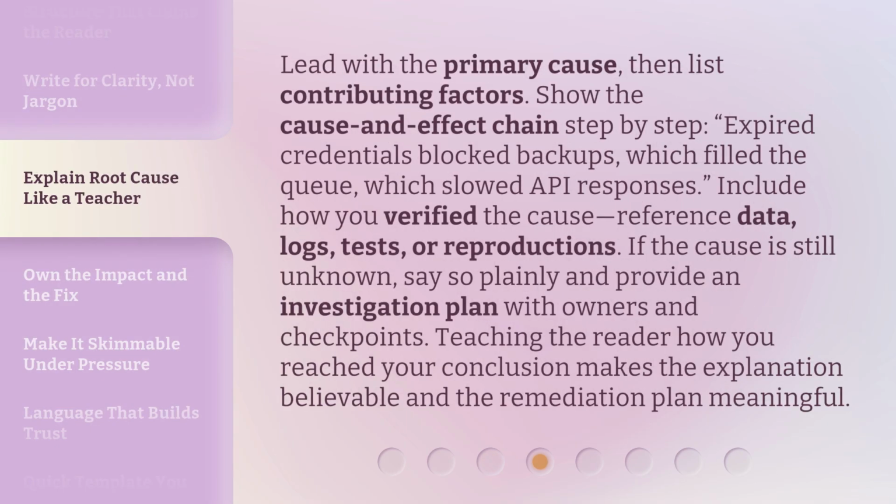Lead with the primary cause, then list contributing factors. Show the cause and effect chain step by step. Expired credentials blocked backups, which filled the queue, which slowed API responses. Include how you verified the cause, reference data, logs, tests, or reproductions.